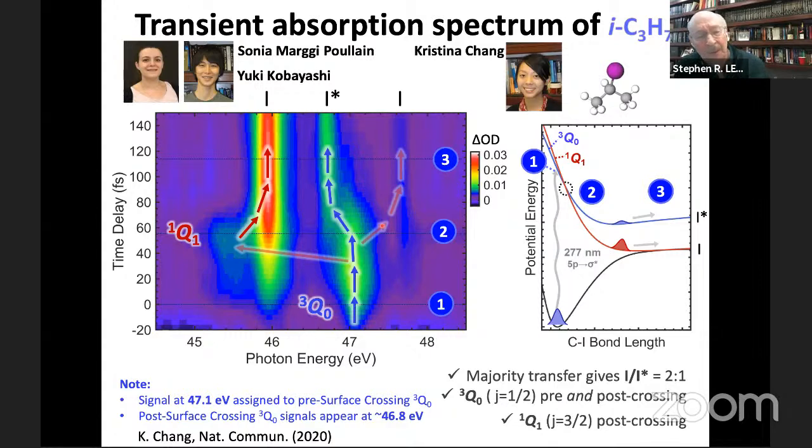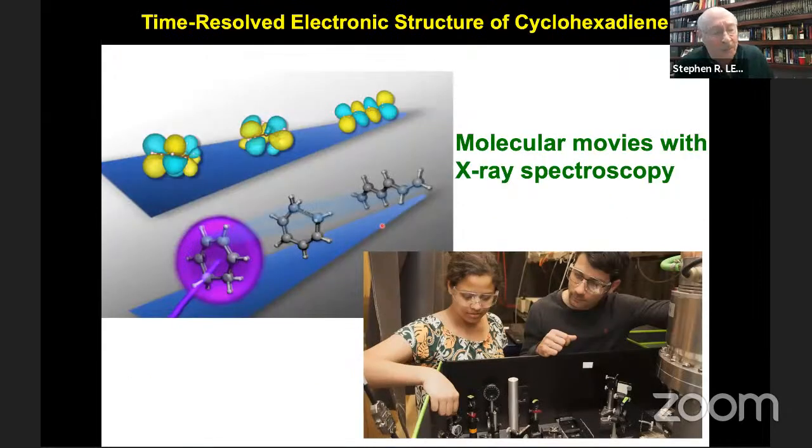So these are two molecular examples, and I hope it is convincing you that we're making some of our own movies. They're frame by frame in time, just like Eadweard Muybridge did with the galloping horse, and we can follow ring openings and charge transfer, many kinds of new processes.